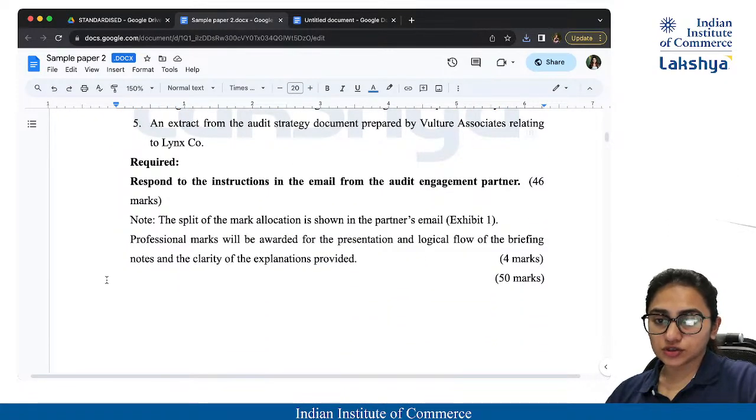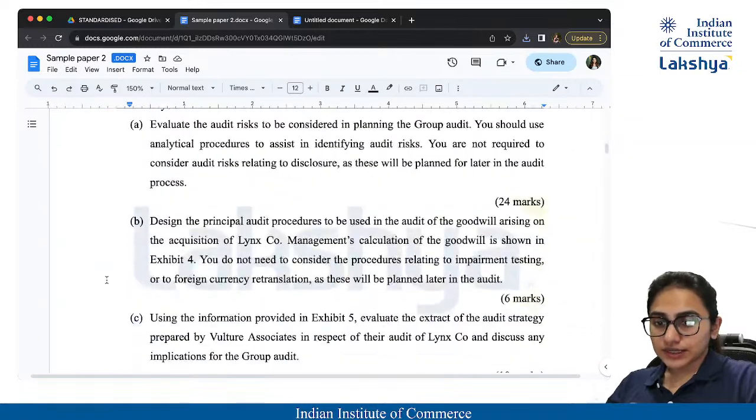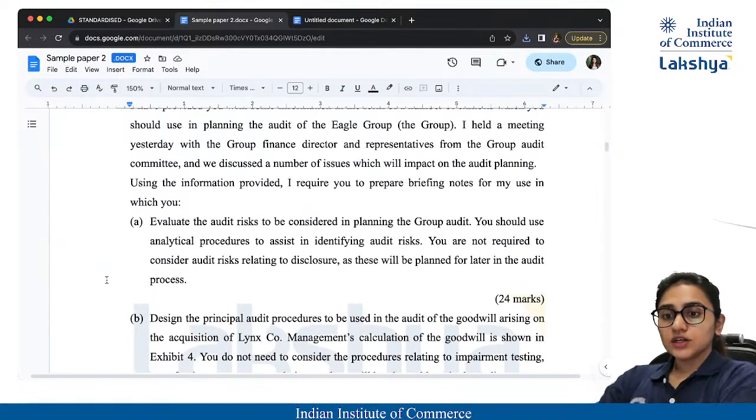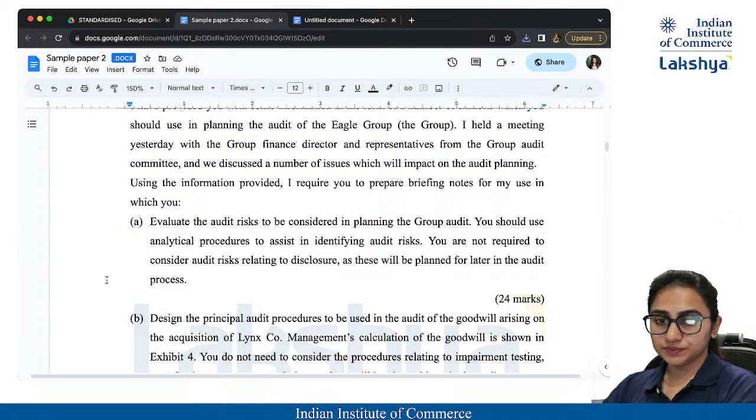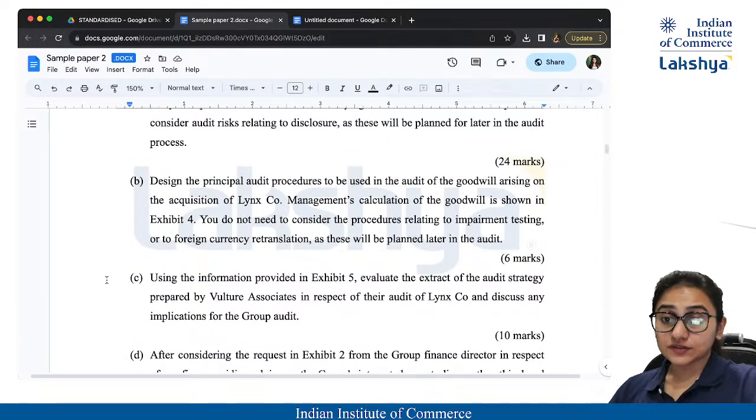Required: respond to the instructions in the email from the audit partner, which is for 46 marks, and the split of marks allocation is shown in the partner's email, that is in Exhibit 1. So let's look at that. Using the information provided, I require you to prepare briefing notes for my use in which you evaluate the audit risk to be considered in planning the group audit. You should use analytical procedures to assist in identifying audit risk. You are not required to consider audit risk relating to disclosures, as this will be planned for later in the audit process. That is for 24 marks.